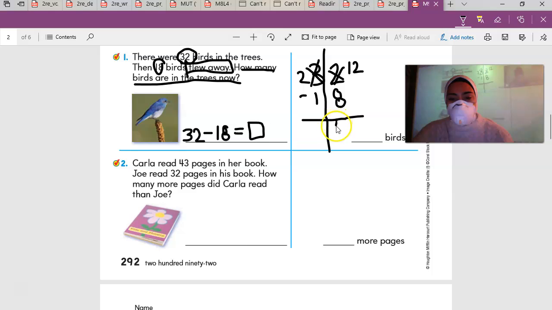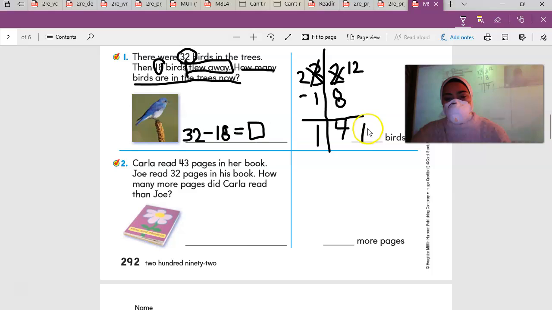4. 4. 2 take away 1 is? 1. A lot of you guys forget to take 1 away, and you say 3 take away 1 is 2. That's why he was yelling 2. That's wrong. If you borrowed, if this became a bigger number, you borrowed from the tens place. That means this becomes 1 less. You have to take 1 away from the tens. It does not stay the same. 2 take away 1 is 1.